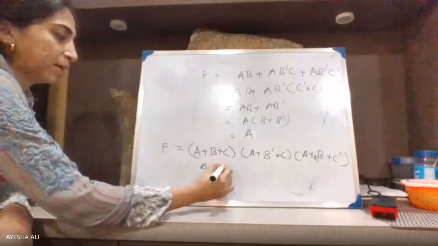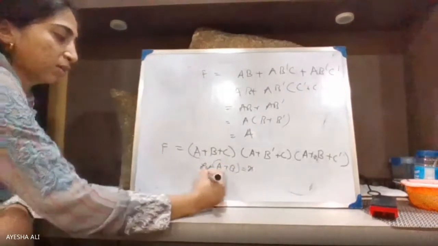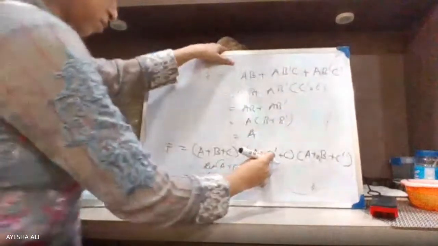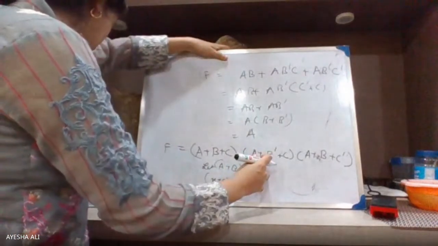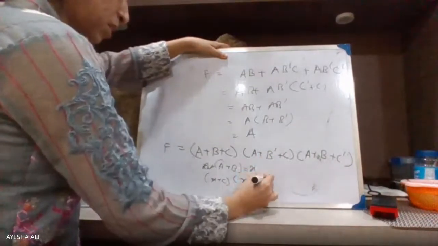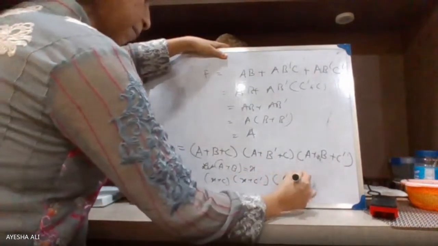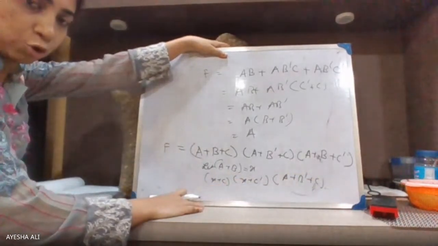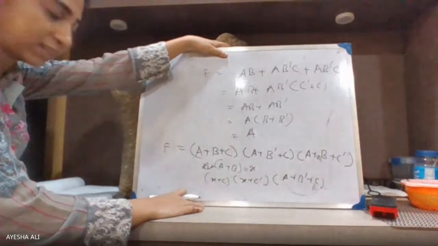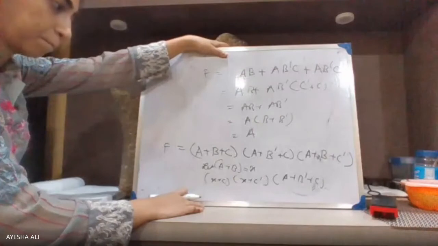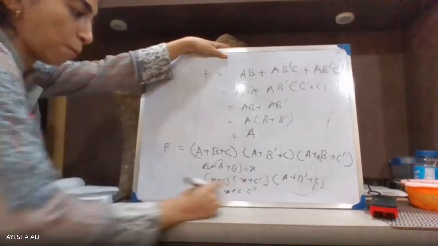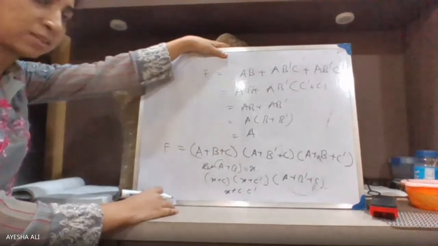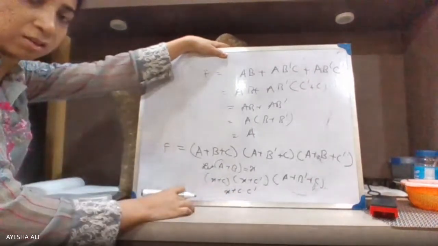Let A plus B be equal to X. So this becomes X plus C. And this becomes X plus C complement, and this remains as A plus B complement plus C. So X plus C and X plus C complement is what? Use the distributive law. It becomes X plus C into C complement. Distributive law: A plus B into C is A plus B into A plus C.